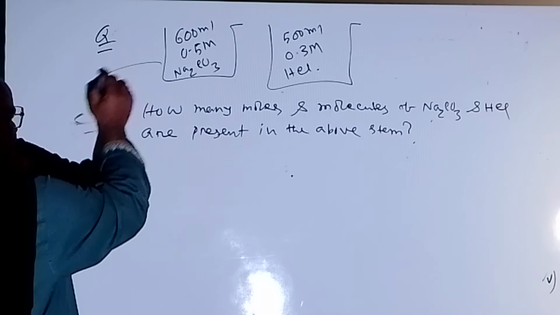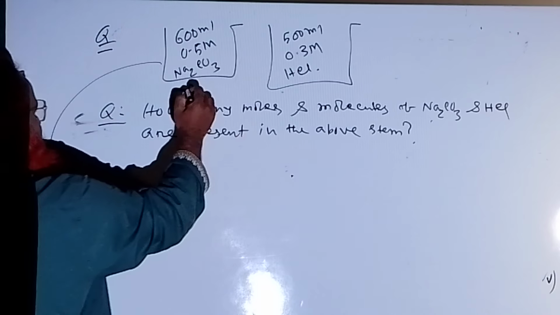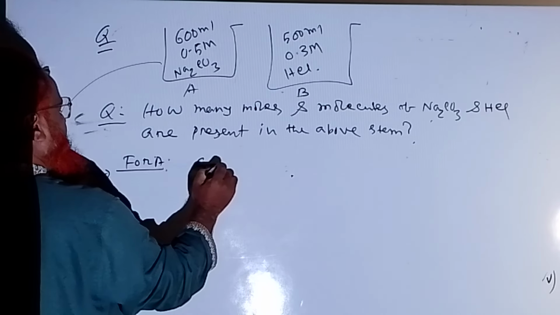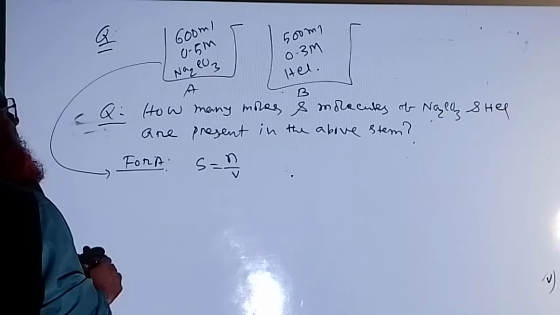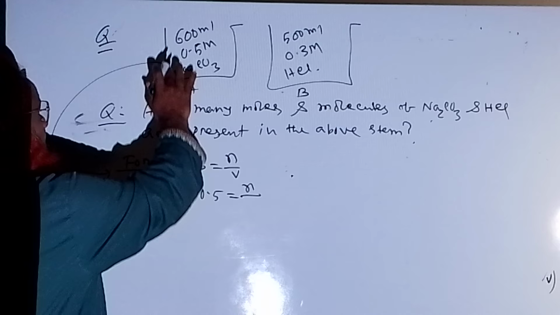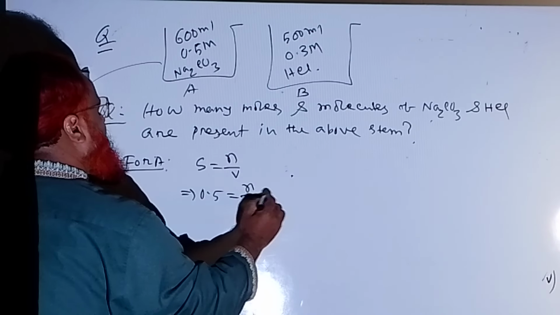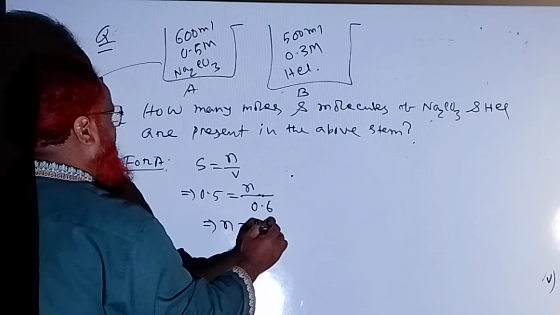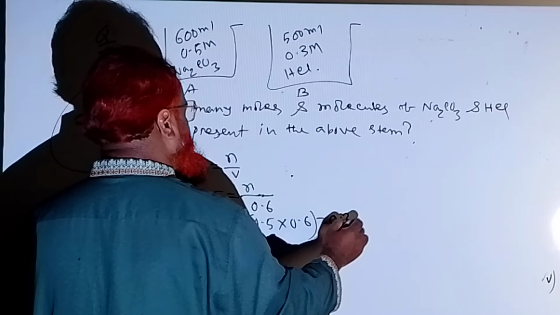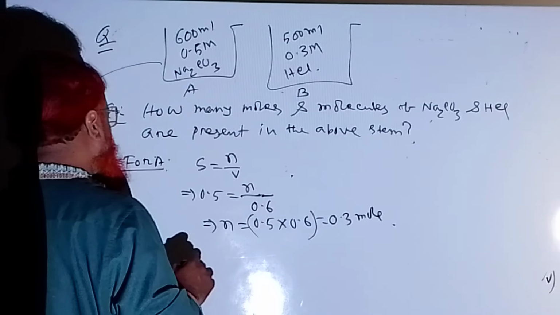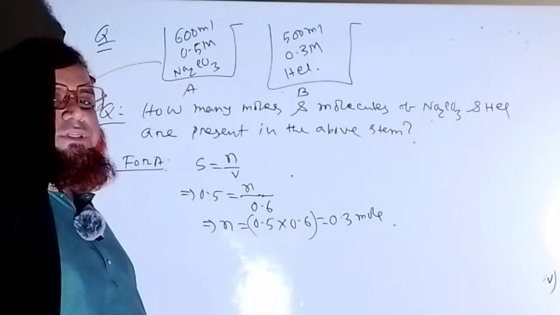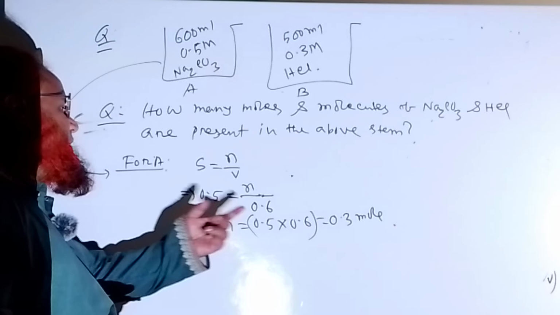It's very simple math, so you can do it. For example, here it is A and here it is B. So for A, you can write S equal to N by V. Here S is 0.5 and N can be found out. 600 ml means your 0.6. So N equal to 0.5 into 0.6. So here the mole number will be 0.3 mole. Okay. Now what will be the molecule number? You know that 1 mole has 6.023 into 10 to the power 23.